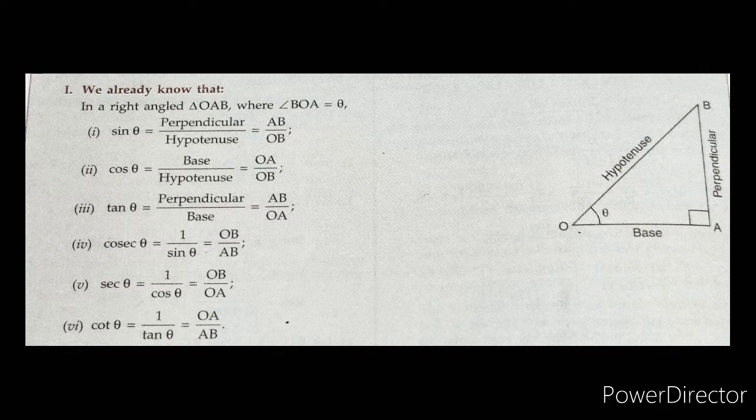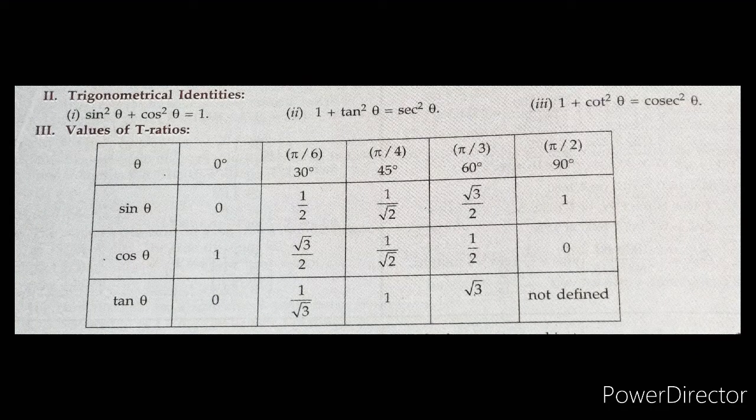The next picture which is visible to you shows the trigonometric identities and the values of trigonometric ratios. There are unlimited identities in trigonometry and it is almost impossible to mug up all of them. So I have put very basic identities which are required in this chapter. And second, we have the values of trigonometric ratios. These are the values which you have to memorize anyhow.